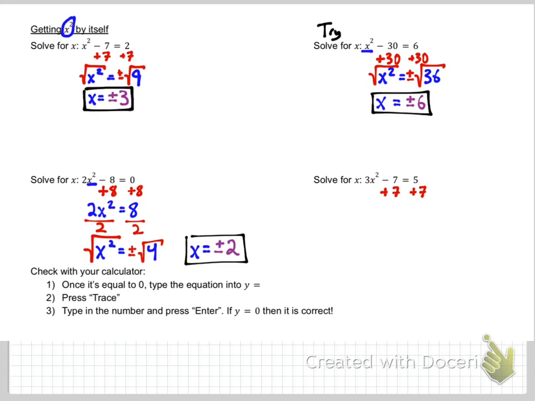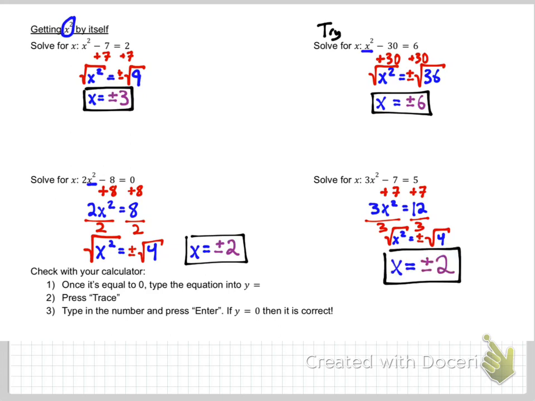All right, so add 7 to both sides. 3x squared equals 12. Divide both sides by 3, and you get x squared equals 4. Now that x squared is by itself, this is the stage where we can take the square root of both sides. So square root, don't forget your plus or minus, and x equals plus or minus 2.